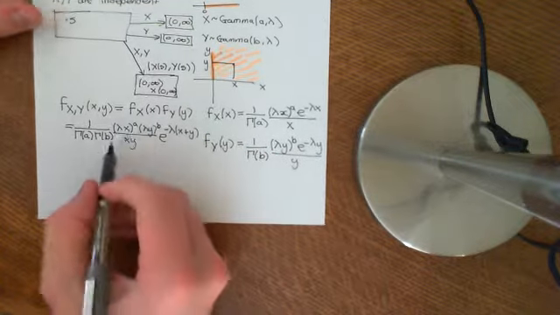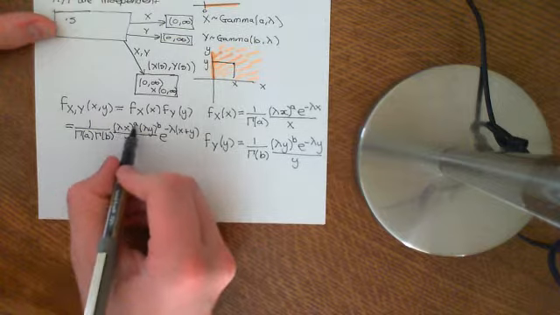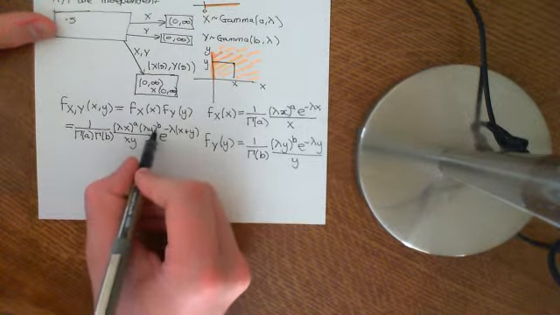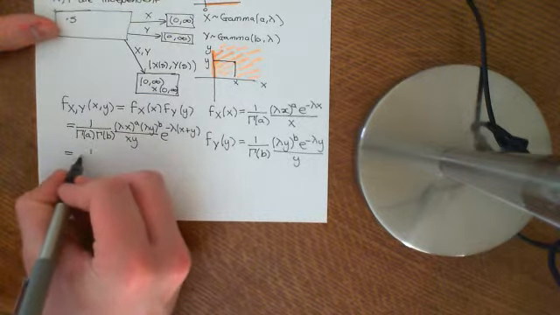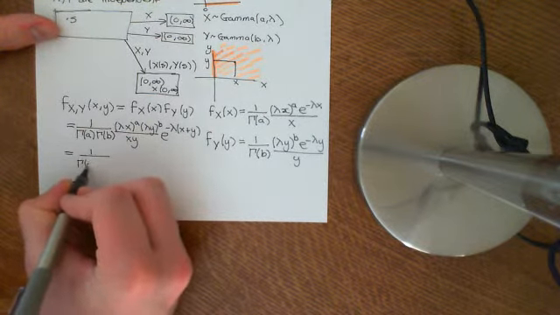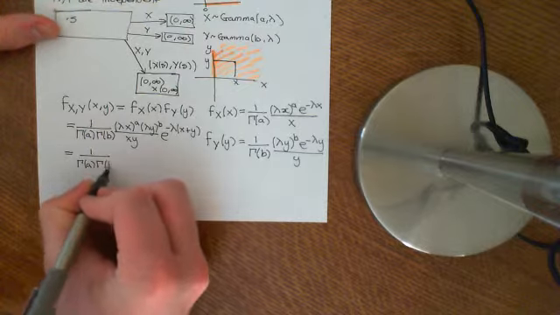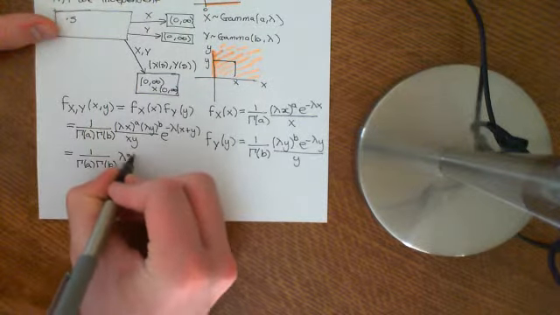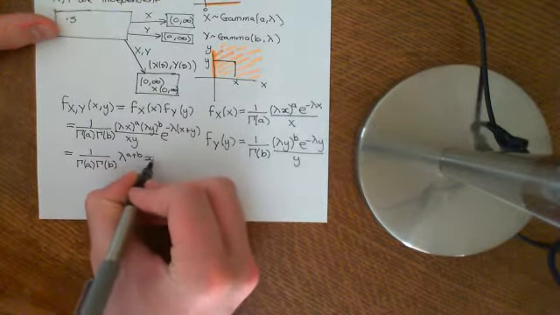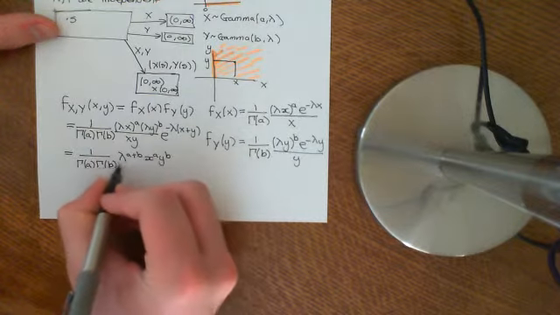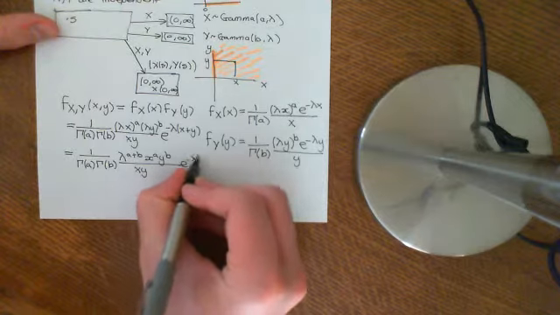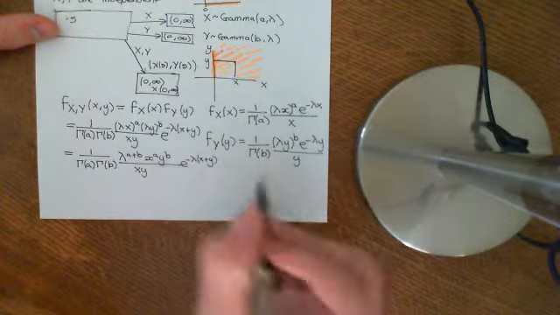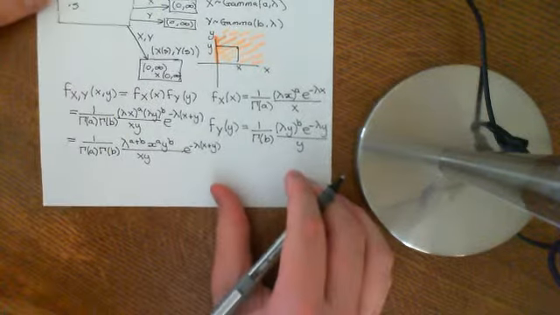And now what we'll do is we'll pull out those lambdas, basically. We'll have lambda to the a and lambda to the b, and those will combine to make lambda to the power of a plus b. So we'll get 1 over gamma of a times gamma of b, lambda to the power of a plus b, x to the a, y to the b, over x times y, and then we've got e to the negative lambda times x plus y. So there is the joint probability density function.